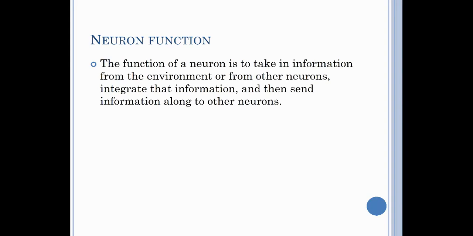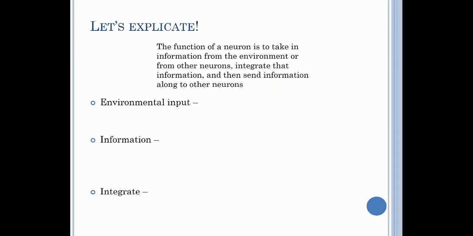Well, here's our working definition. The function of a neuron is to take in information from the environment or other neurons, integrate that information, and then send information along to other neurons. That's not really clear, so let's explicate a little bit.